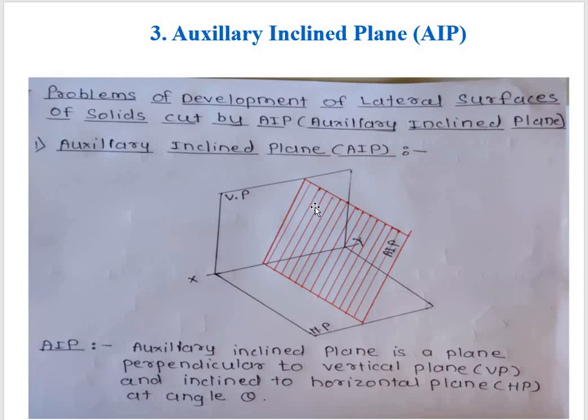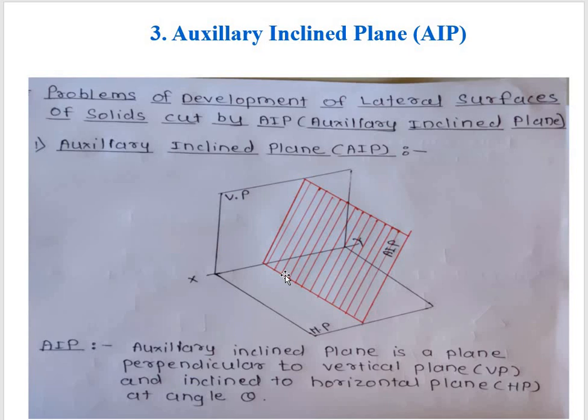Here I have drawn a figure which is showing that this is the AIP, the auxiliary inclined plane, and it is inclined to HP. This is the VP and this is the HP, and this XY line is the reference line. So this AIP is inclined to HP and perpendicular to VP. Again, see here, the auxiliary inclined plane is the plane perpendicular to the vertical plane and inclined to the horizontal plane at an angle of theta. This is the auxiliary inclined plane.